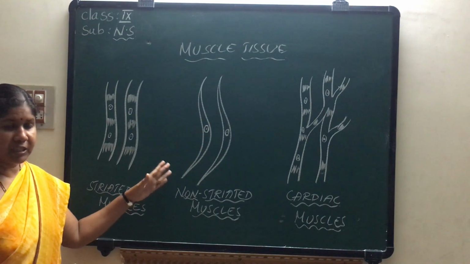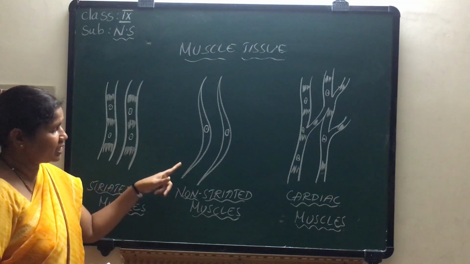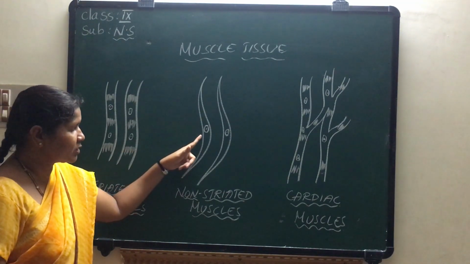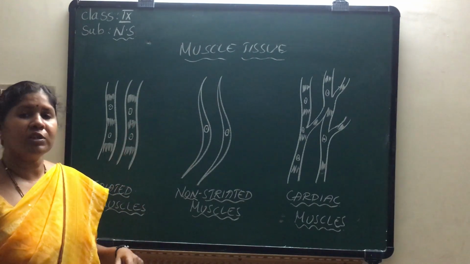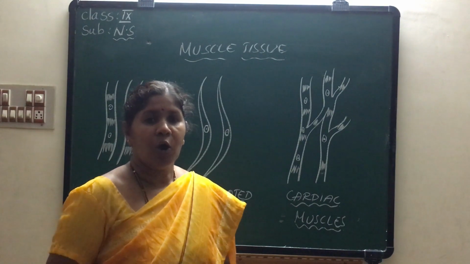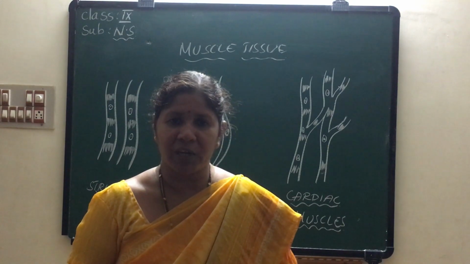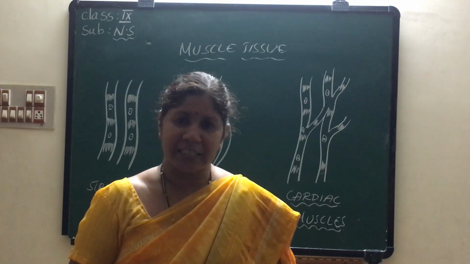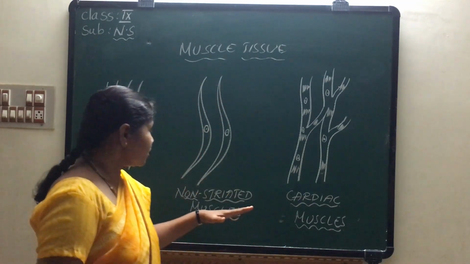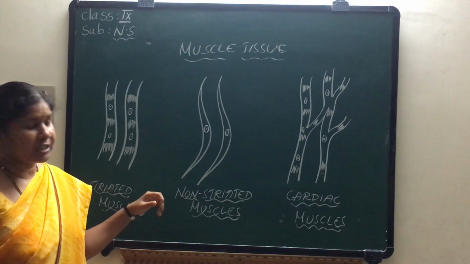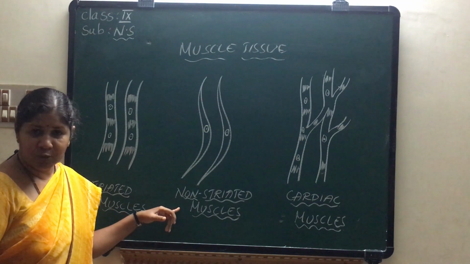Non-striated muscles are spindle form. This shape is known as spindle shape. Only a single nucleus is found in these muscles. Where do you find non-striated muscles? In organs that work continuously, like our digestive system, excretory system, and reproductive system. There these non-striated muscles are present. These non-striated muscles are also known as smooth muscles.